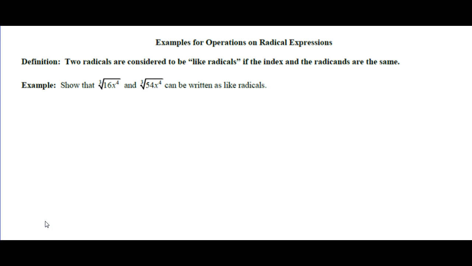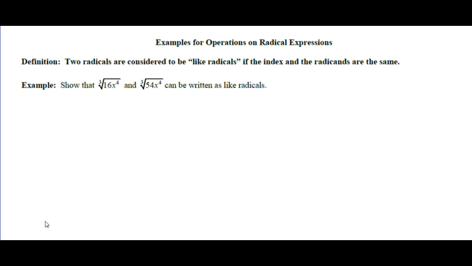Okay, examples for operations on radical expressions. So start off by defining like radicals. If the index and the radicands are the same, right? So in other words, both square roots or both cube roots or both fourth roots or both fifth roots are the same index, and the radicand, the thing under the radical sign, must be the same. So, amazingly enough, the cube root of 16x to the fourth and the cube root of 54x to the fourth can be written as like radicals.